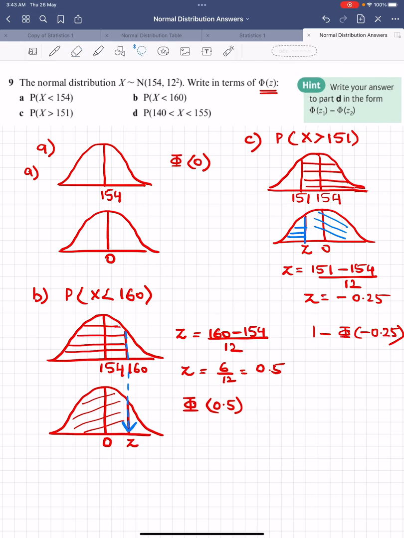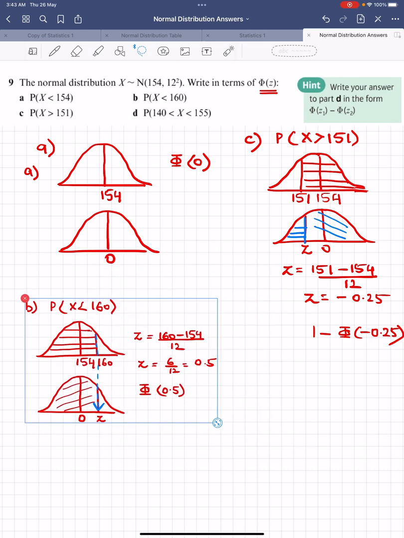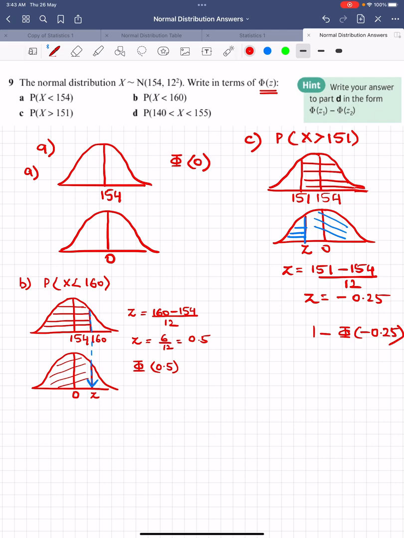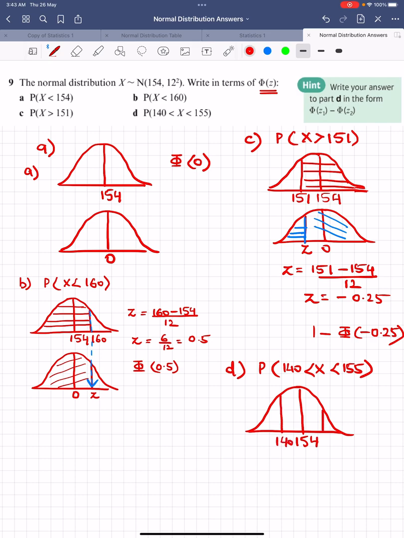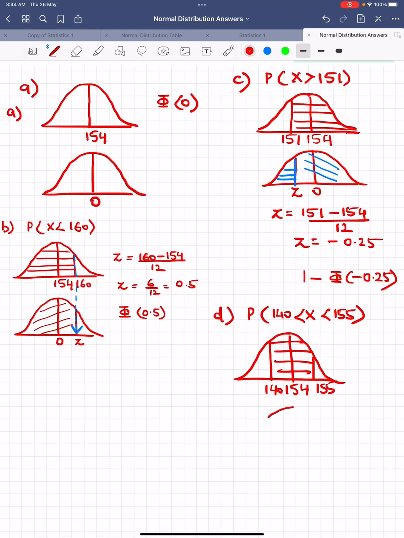And now we go on with the last part, part D. Okay, part D. Probability that X is greater than 140 and less than 155. So we have our mean as 154, greater than 140 and less than 155. So it is this area that we are looking for.